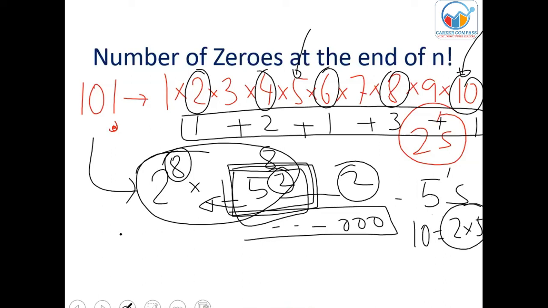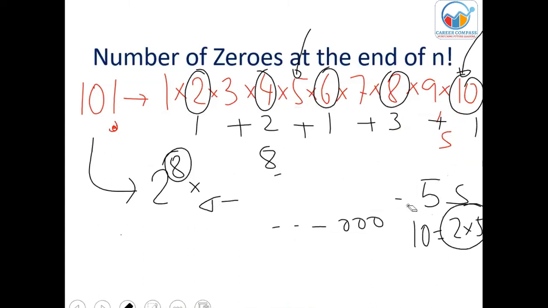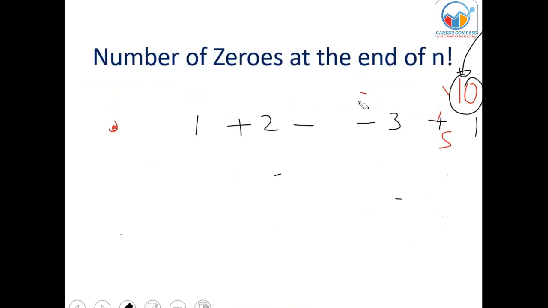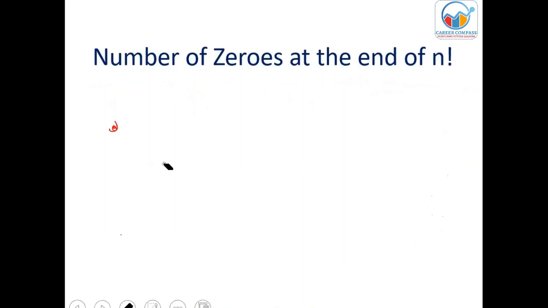But what about a large number? If I take a large number, then how do I find it? By now you should be clear that the number of zeros at the end of n factorial is equivalent to the number of 5s in that number. Now how to find the number of 5s within a number? That has a specific process. Let's say someone asks you, what is the number of zeros at the end of 100 factorial? I repeat, what is the number of zeros at the end of 100 factorial?